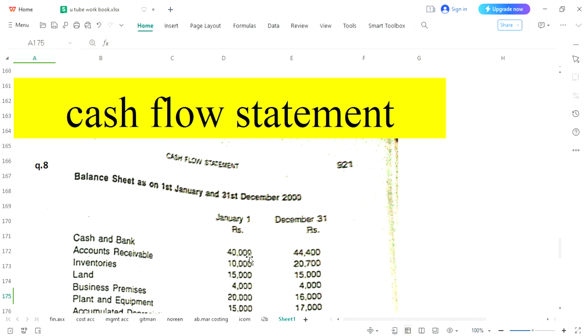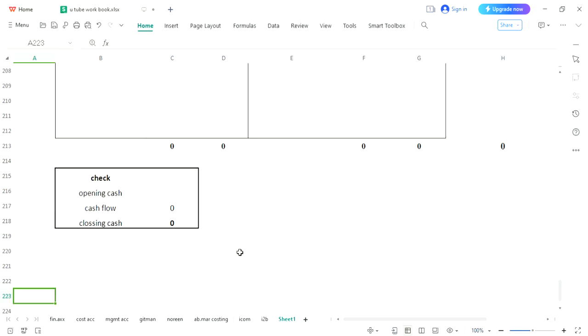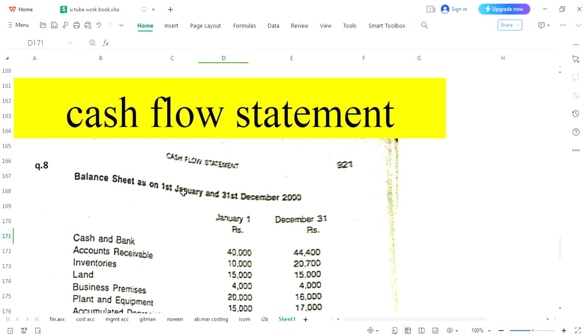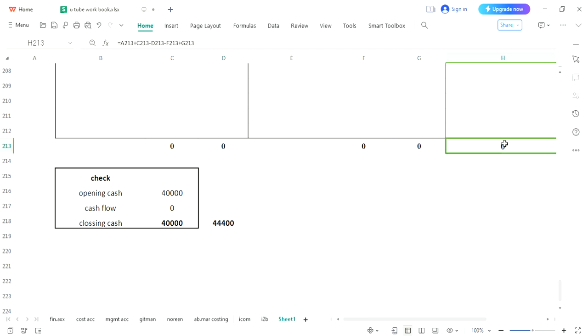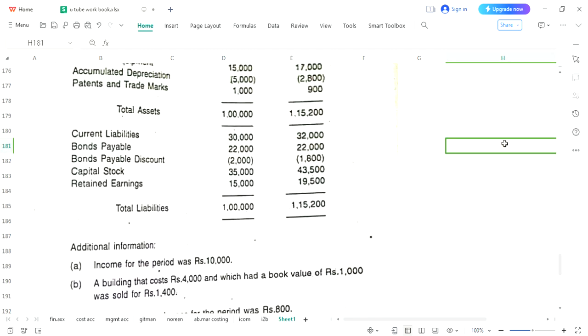From here, opening and closing cash are given. This cash would be used for the test or check. 40,000 is your cash opening and 44,400 is closing. So this answer should automatically be present in closing cash after putting cash flow, which is over here. Right now it is 0 because nothing has been posted.